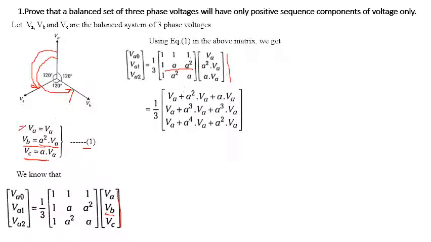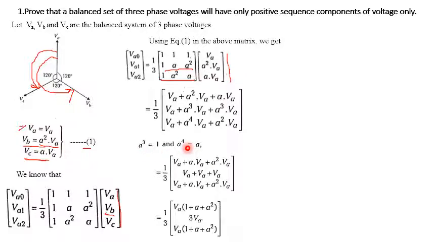Similarly for the next term, in this row, we are considering 1 into Va, a square into a square is a to the power of 4, and a into a is a square. We know that a cube is nothing but 1. So a to the power of 4 can be written as a cube into a, which is a. So wherever we have a cube, it is 1, and a to the power of 4 can be written as a. Here there is no doubt in that.